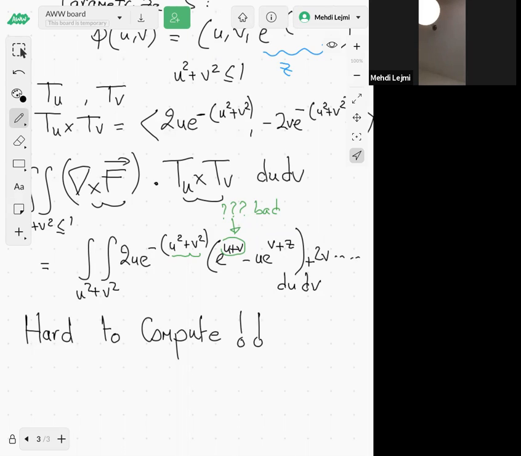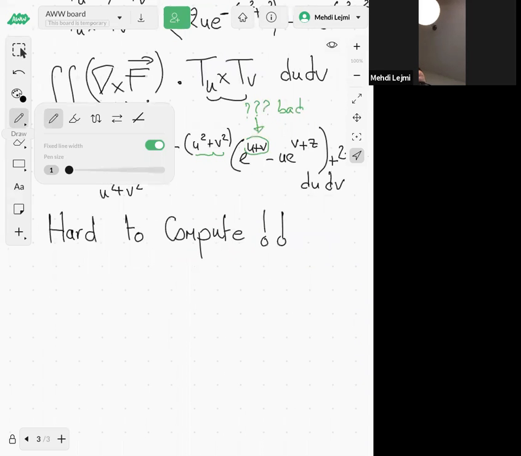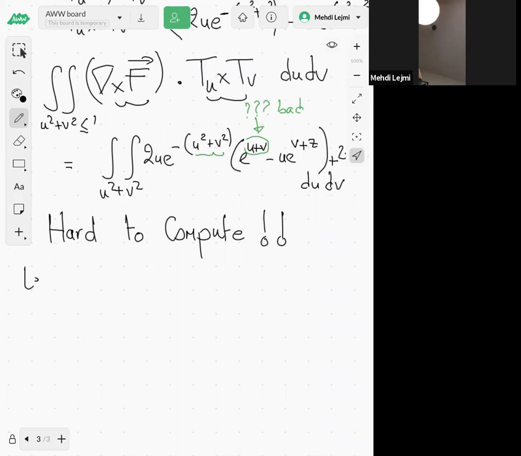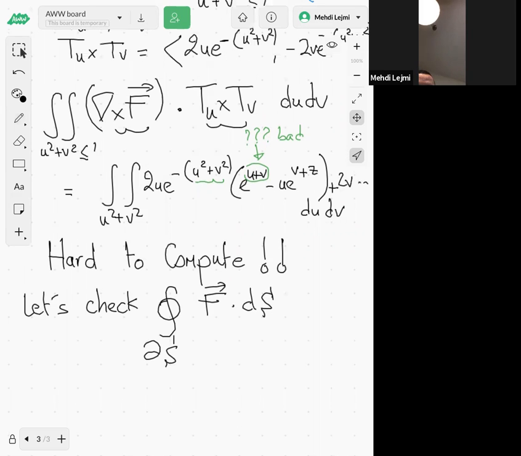Okay, now our hope is that the right side of the Stokes theorem would be easier to compute, right? So the right side. Now let's check the right side. Again, the right side would be this vector line integral of f along the boundary of S. So what's the boundary of S here?